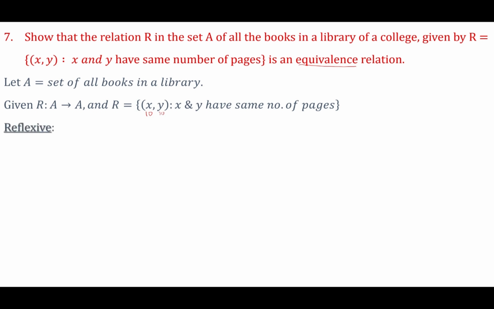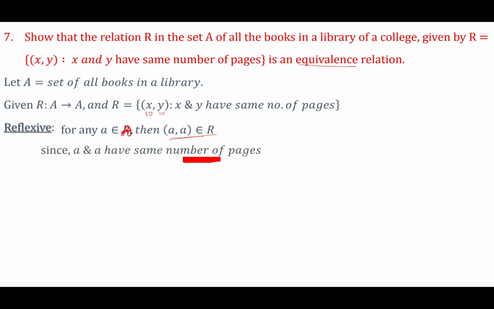Now come to reflexive. We know reflexive: all ordered pairs with the same identical elements must belong to the relation. Now for any A belongs to A, not R, for any A belongs to A, then A comma A belongs to R. Yes, it is, since A comma A means A has 10 pages, A also has 10. So they have the same page numbers. So R is reflexive. Now transitive, symmetric.